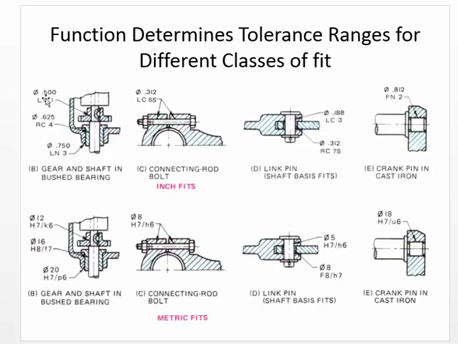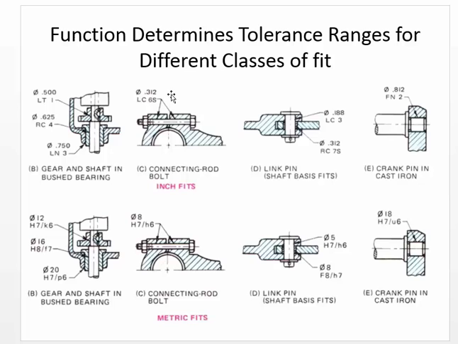And the letters that are significant here are the T, the C, and the N. T stands for transition. That means it's kind of halfway between a clearance fit and an interference fit. And in fact, in most cases, it can be one or the other. C stands for clearance. That means that the shaft must always be smaller than the hole you put it in. And N stands for interference, which means the shaft must always be larger than the hole you put it in.